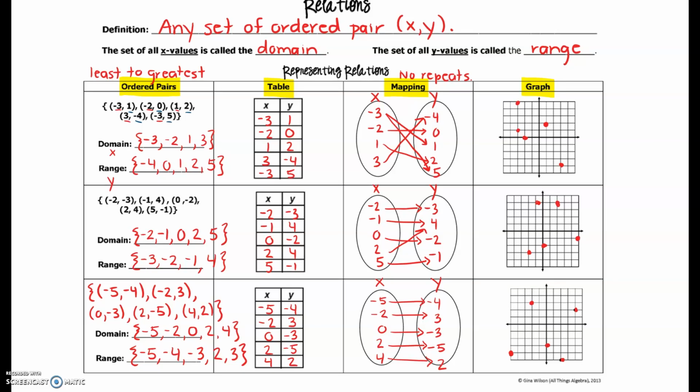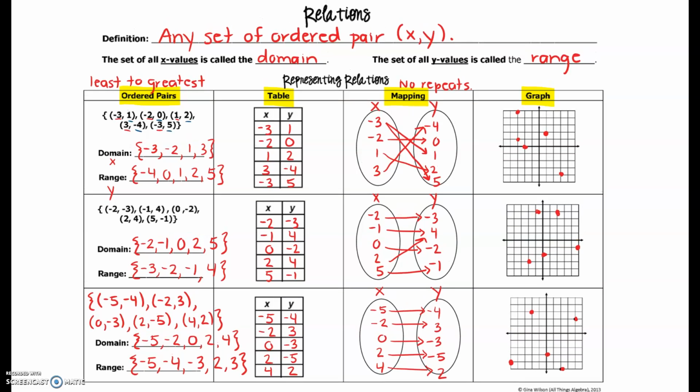Please make sure that you have properly completed each one of these representations so this makes sense to you. And we will continue to focus on relations, functions, and domain and range throughout the rest of the week.